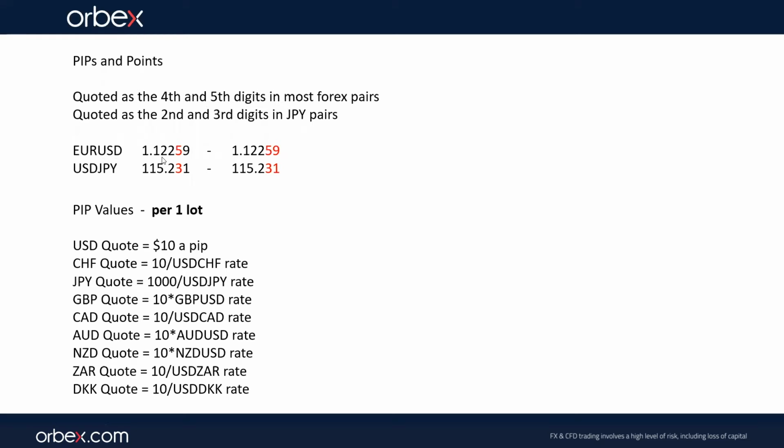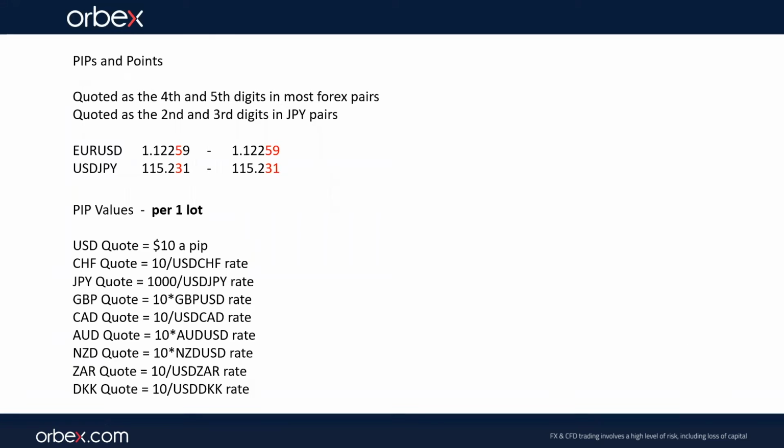So you have 1.12259, and the dollar yen is 115.231. For most Forex pairs, it's the 4th digit highlighted in red here. And for yen pairs, it's the 2nd digit after the decimal point. And the points are the 5th digit, or with the yen pairs, it's the 3rd digit. So what we have here, for example, is 59 points or 5.9 pips. And for the yen pairs here, as the example, we have 31 points or 3.1 pips.